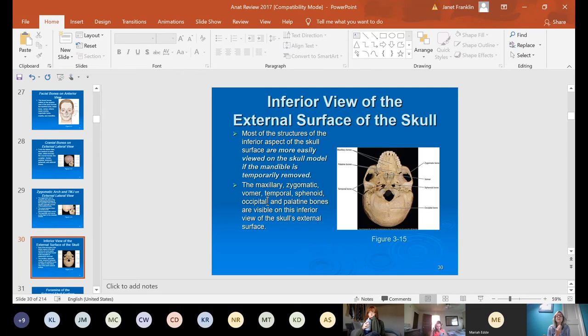Most of the structures from the inferior aspect of the surface are more easily viewed on the skull model if the mandible is temporarily removed. We did that when we were in anatomy class, and then you can identify these different bones. When we get into our on-ground session on Wednesday and we get out the skulls, we're going to rotate up to the inferior view and identify the structures we had talked about previously in class.